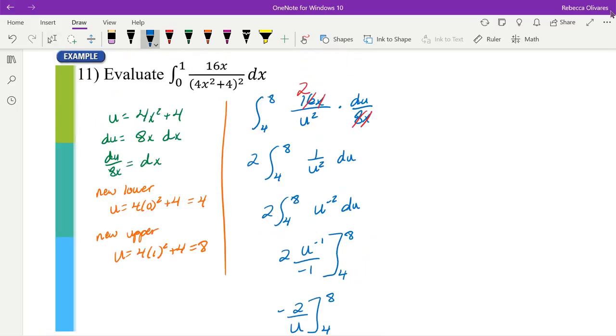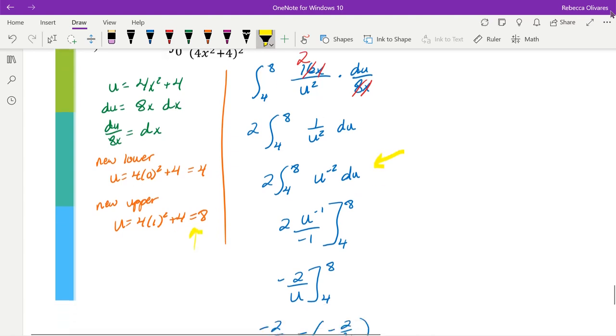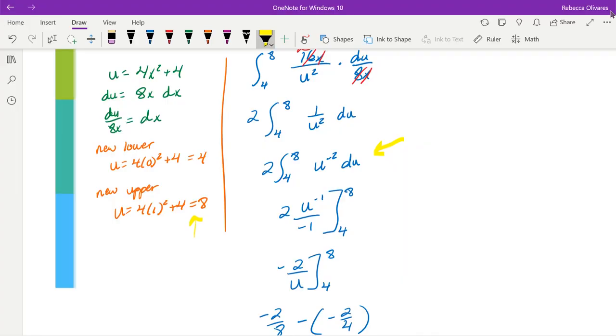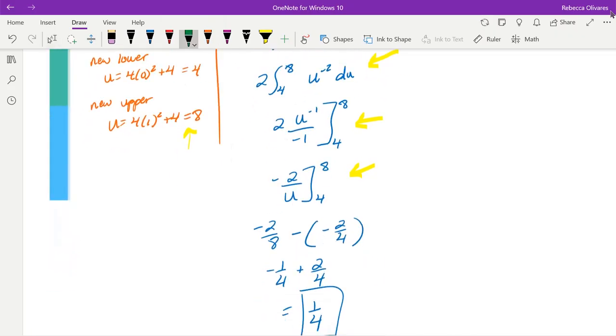One thing I want to point out here is that I'm writing new boundaries because I put it in terms of u. Now notice that when I did my u substitution, I did not put it back in terms of x. I'm just leaving everything in terms of u. If you wanted, and it would be more work, you could put everything back in terms of x. So in other words, you can call this negative 2 over 4x squared plus 4, and then keep your x boundaries, which are from 0 to 1, and then proceed from there. And you would also end up with 1/4. But I think it's more work to do it that way, but it can be done.